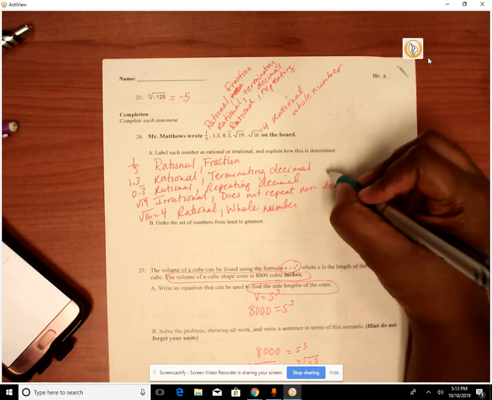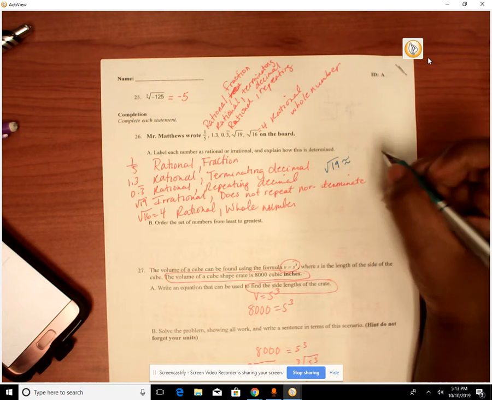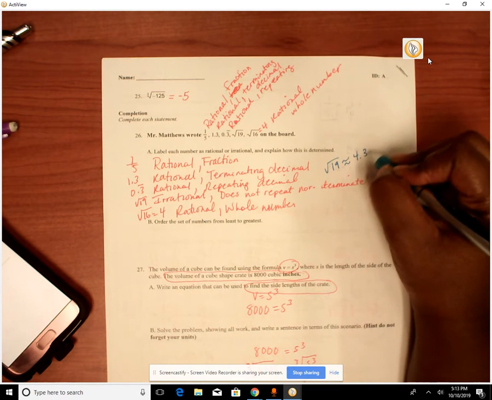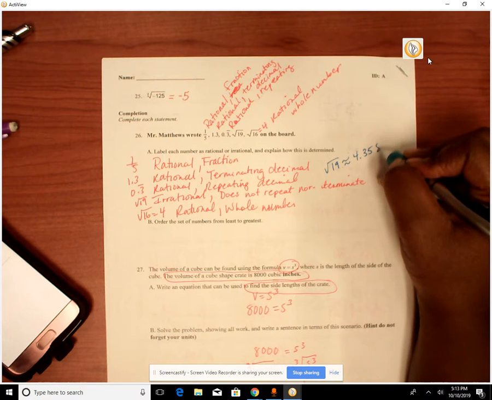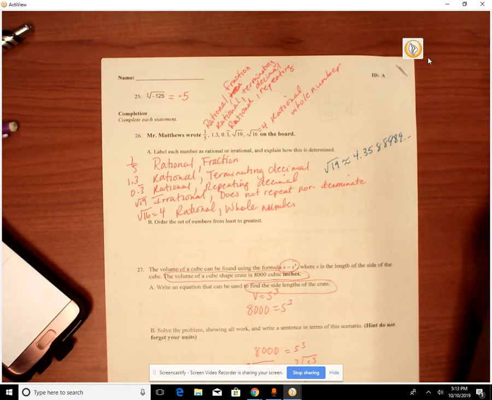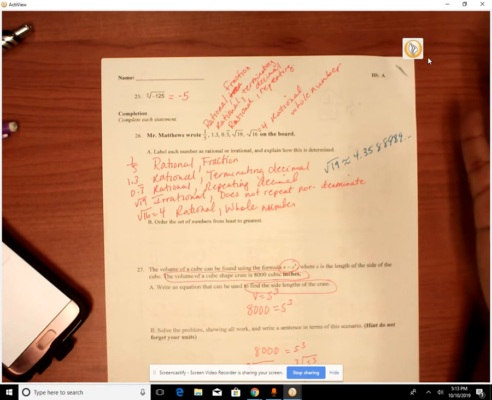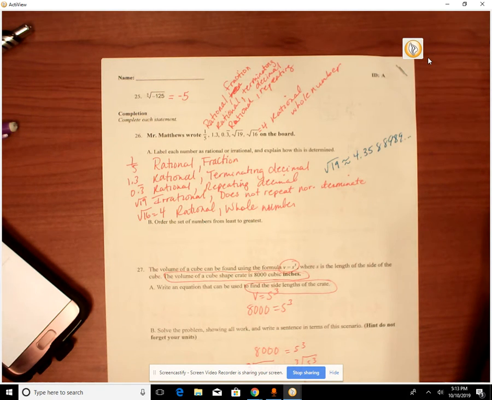Irrational because when I had this, it gave me 4.3588989, and it just kept going, and I didn't know what that was. And for that reason, I don't know what number's next. It's irrational. It doesn't repeat, nor does it terminate.